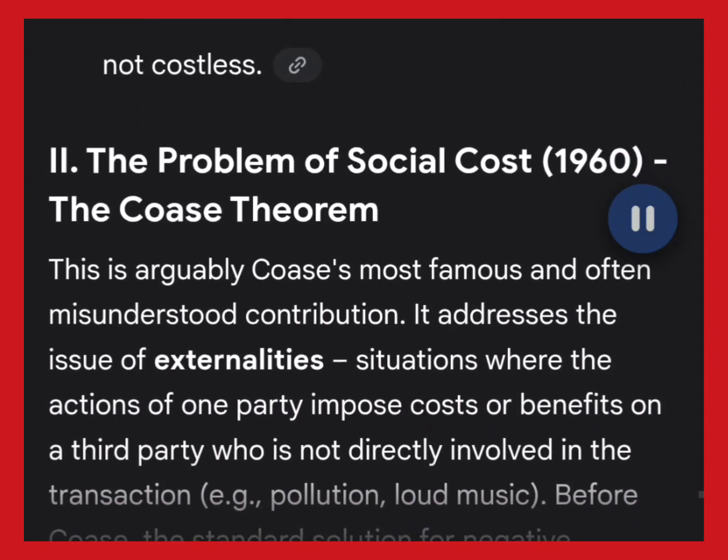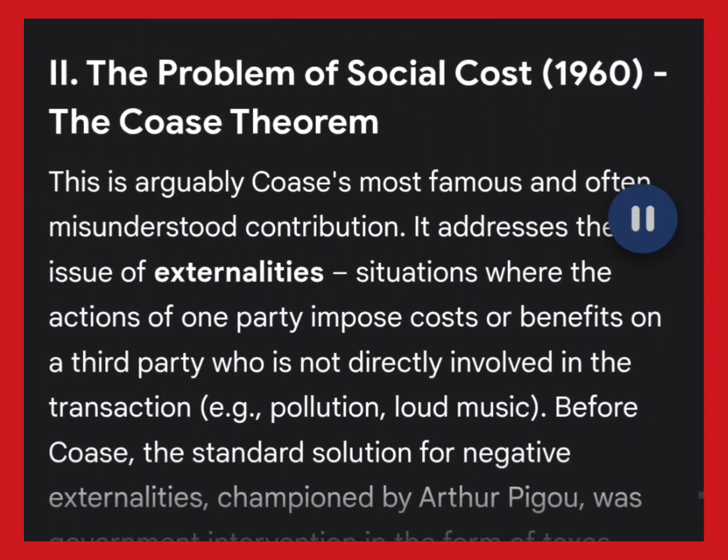2. The Problem of Social Cost, 1960, the Coase Theorem. This is arguably Coase's most famous and often misunderstood contribution. It addresses the issue of externalities, situations where the actions of one party impose costs or benefits on a third party who is not directly involved in the transaction, e.g., pollution, loud music.